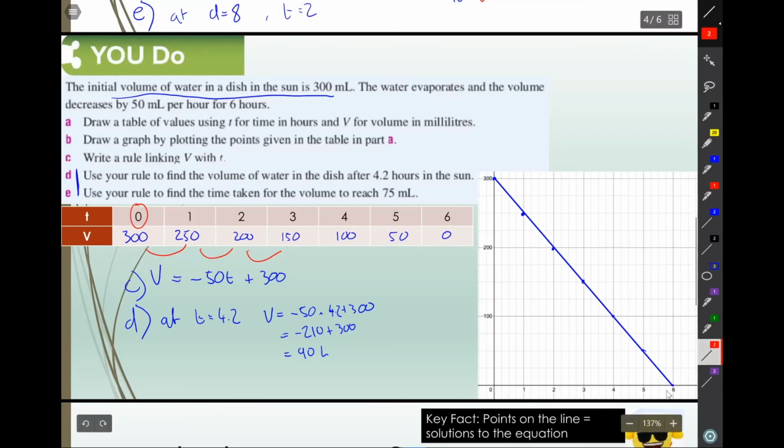So let's check that. 4.2 is around here. We go up to our line and then we go across. And yeah, that looks fairly reasonable, that's about 90. I think it's often easier to just go straight to the graph. So that's what I'm going to do for part E, the time taken for the volume to reach 75 mils. So we go across here from 75 mil, then we go down, and it looks like that took 4.5 hours.